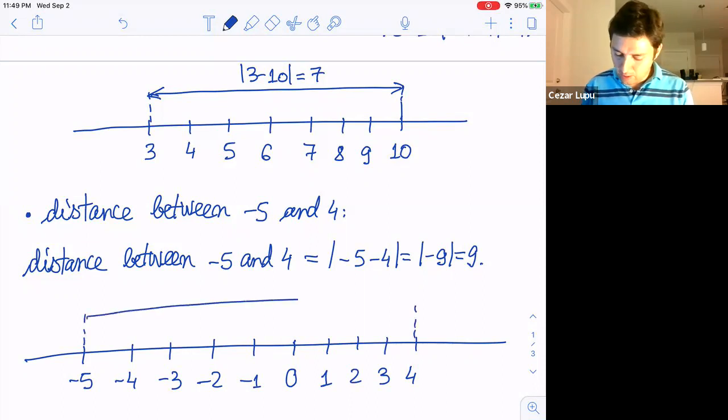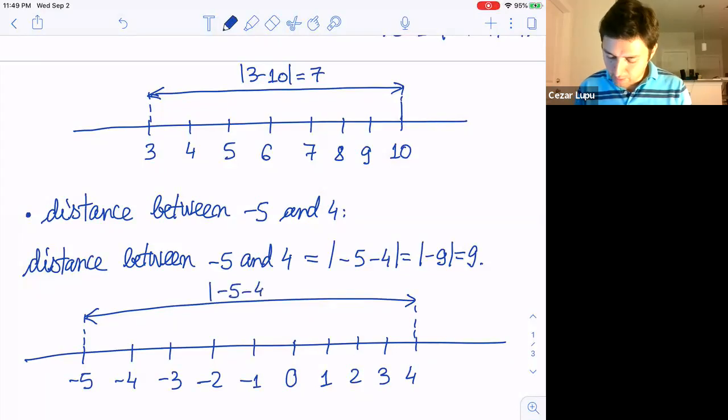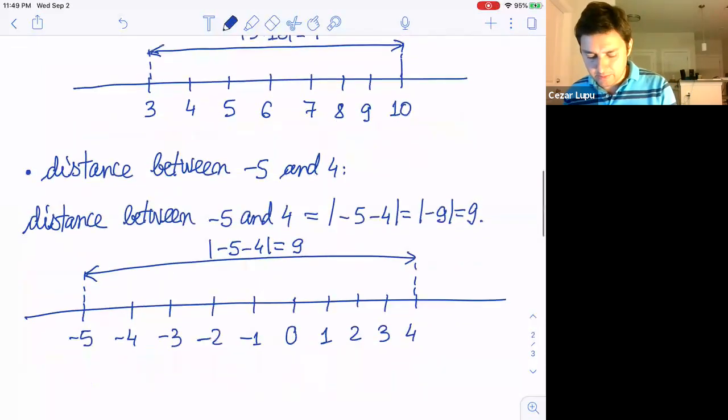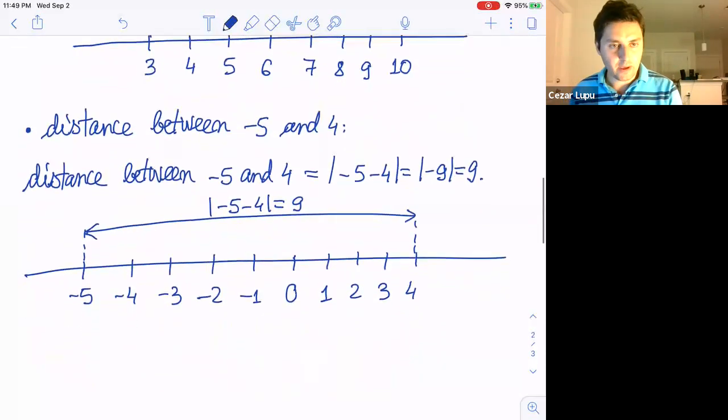The distance between these two is 9, right? It's the absolute value of negative 4 minus negative 5, which is 9. This is the absolute value of 9, which will give us 9. And as you can see, if you measure the distance from negative 5 all the way to 4, it will give you 9, right? Okay. And then you can see other examples as well. Anyway, I think you got the picture by now.